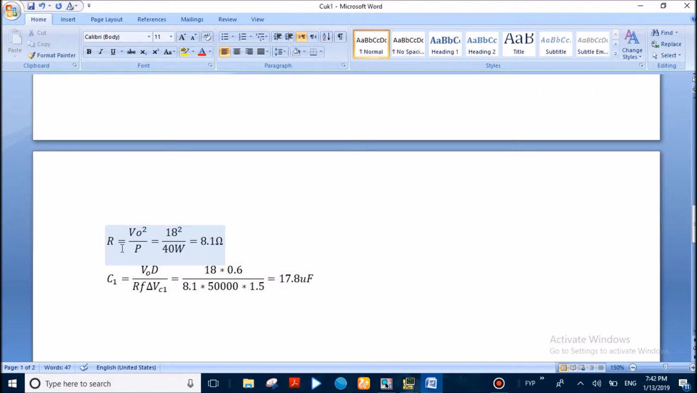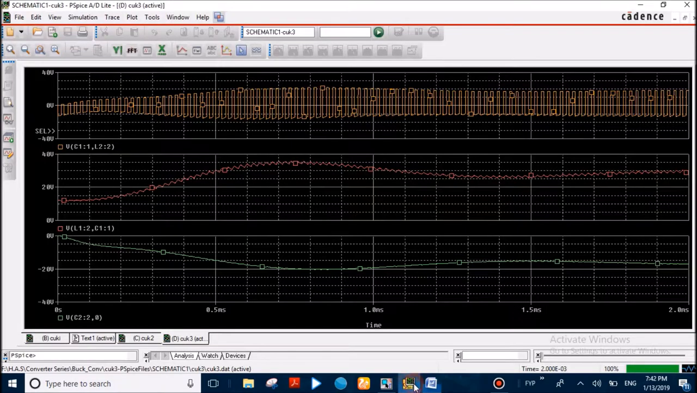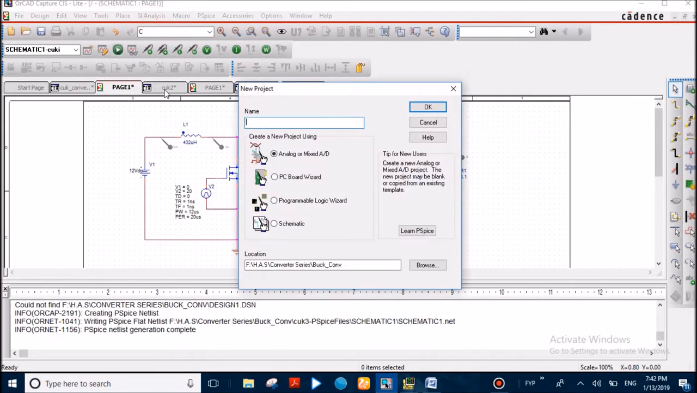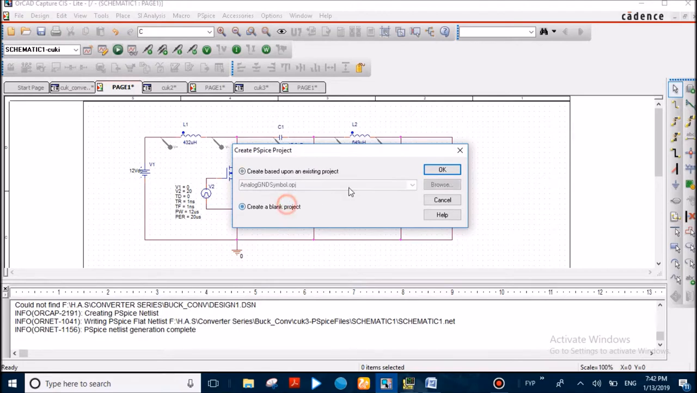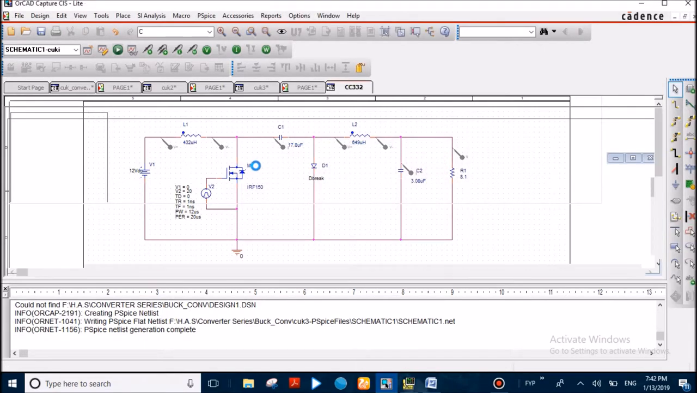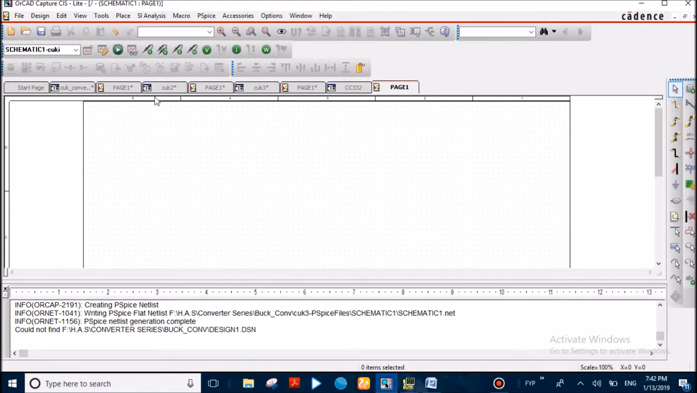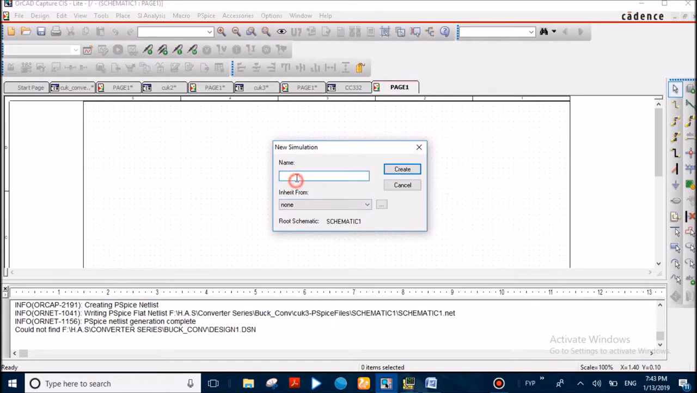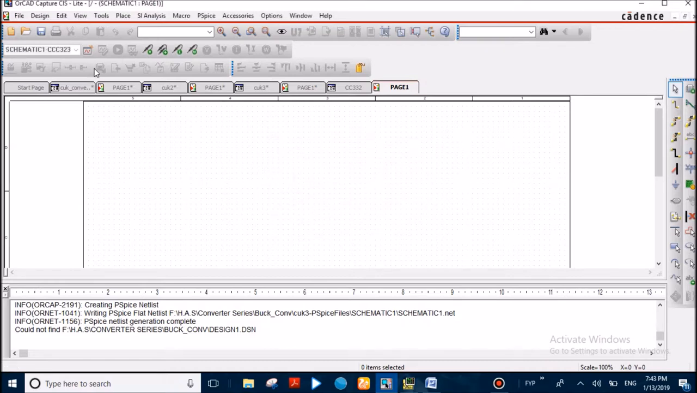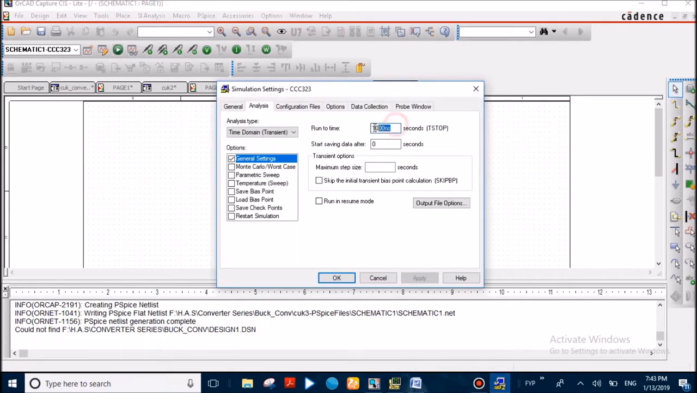Now let us make our circuit again. Create file, new project, name it whatever you like. I will name it CC32. Okay, create a blank project. Then first we have to make our new simulation profile. Click it like this and again name it. I will name it CC323. Open. Then run to time, I will make it 5 milliseconds. And maximum step size would be 100 microseconds.